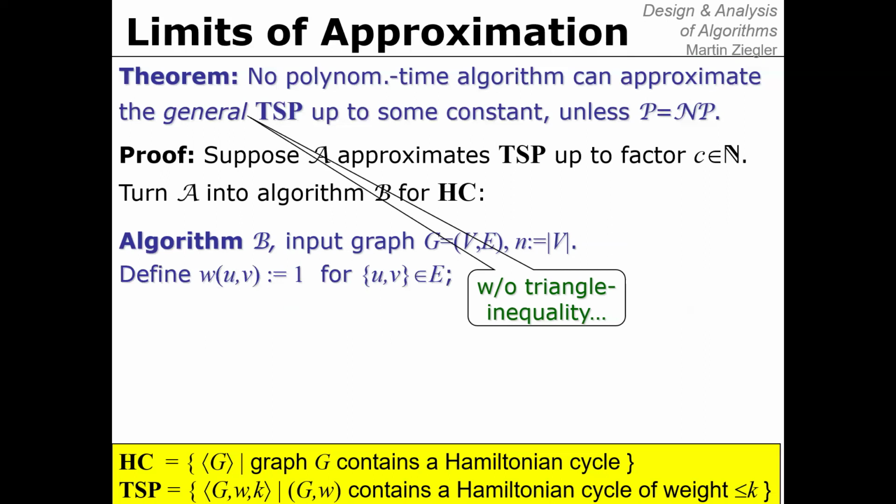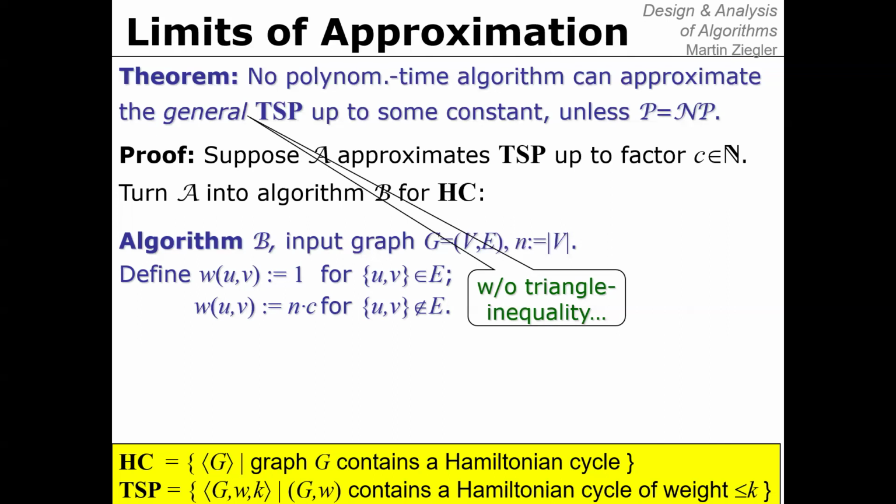How does it do that? Well, for every edge that is already in the graph, it defines edge weight 1, a small integer edge weight. And for every edge which is not in the input graph, it must create a complete weighted graph. It adds an edge, but it gives that edge a very large weight, specifically n times c.